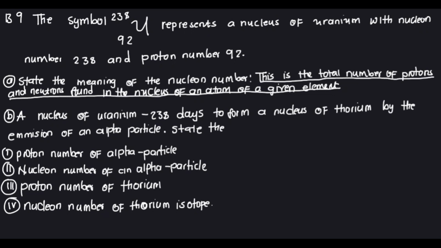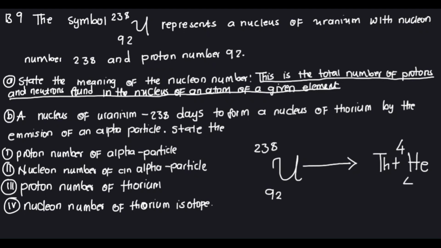Now let's move on to question B. A nucleus of uranium 238 decays to form a nucleus of thorium by emission of an alpha particle. State the proton number of alpha particle. So for us to have a clear picture, first let's indicate the decay equation for uranium when it emits an alpha particle. So we'll say uranium, we have been given the symbol is U, then the mass number 238, the atomic number 92. So uranium is the parent atom because it is what is forming the daughter atom, and the daughter atom here is the thorium. So the symbol for thorium is Th plus we need to write the notation for alpha, where we put 4 here, also we put the 2 here.